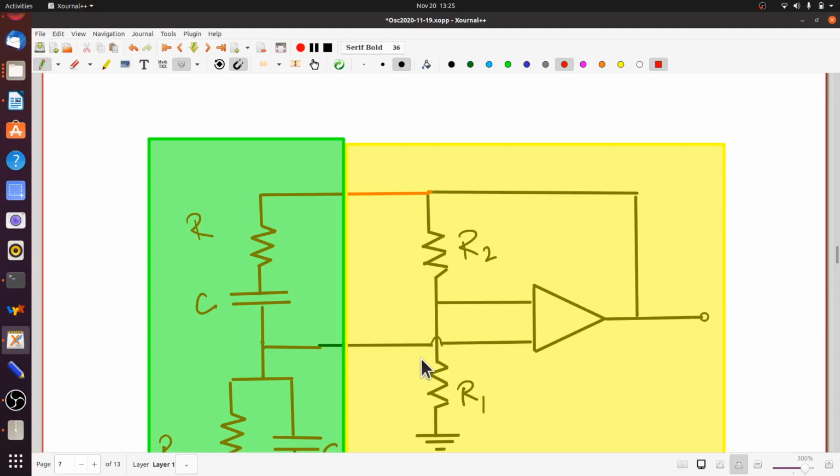However, as we pointed out before, there's a catch there. If R2 by R1 were exactly equal to 2, then this circuit will self-sustain the oscillations, but those oscillations will be very, very tiny. So what you need to begin with is R2 by R1 should be more than 2. And you want to ensure that once the output becomes big enough, somehow R2 by R1 falls to below 2.